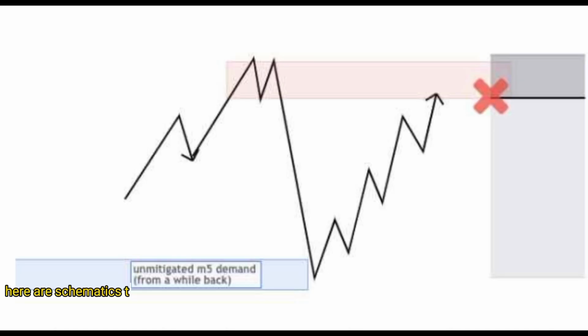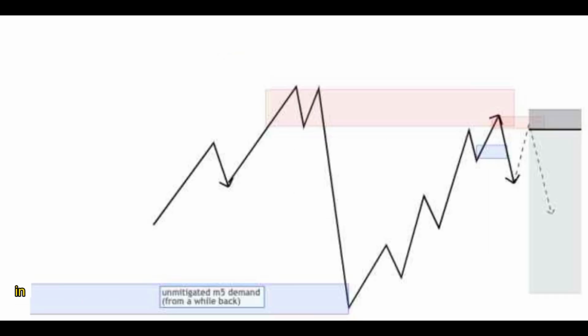Here are schematics to explain the concept. In this example, we have a supply setup, but price is pulling back from an unmitigated demand zone. Even though we are in a major downtrend, we can simply not put our sell limit because demand is in control. In order for us to be able to take the sell in the same scenario, we would need a flip or a change of character so that we know supply is back in control.